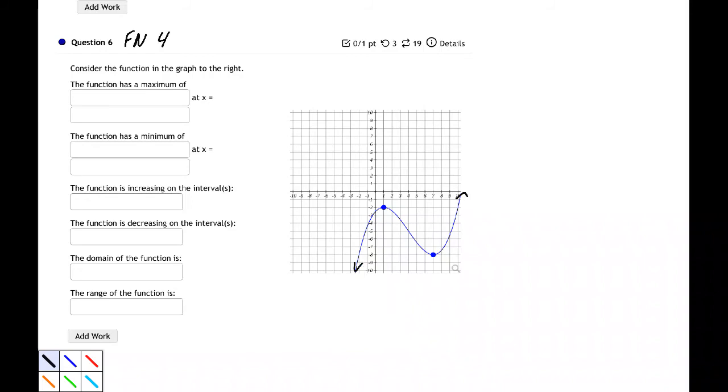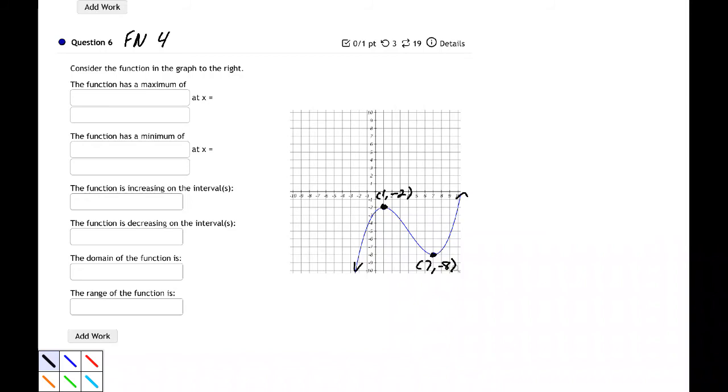So this graph begins by increasing from the left up to the point 1, negative 2. So we have here 1, negative 2. We increase to that point. Then it decreases to the point 7, negative 8. And then from there it increases forever.